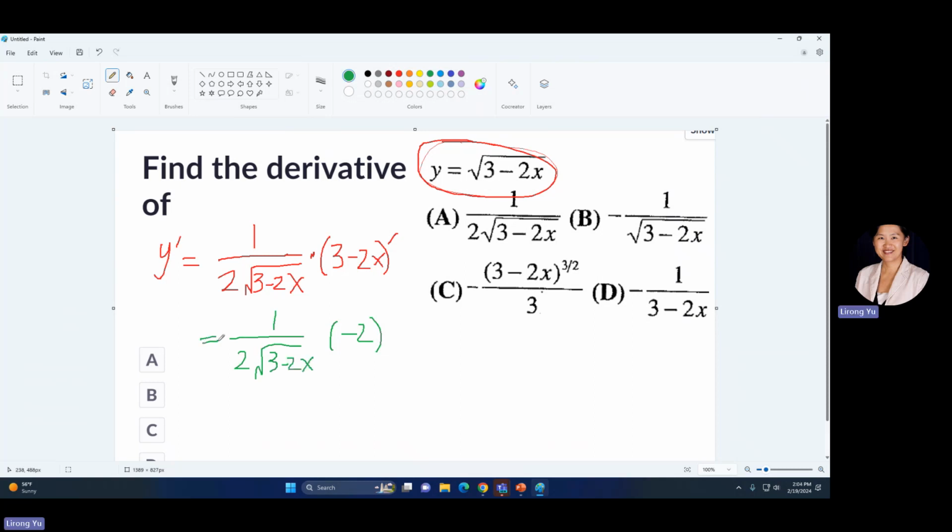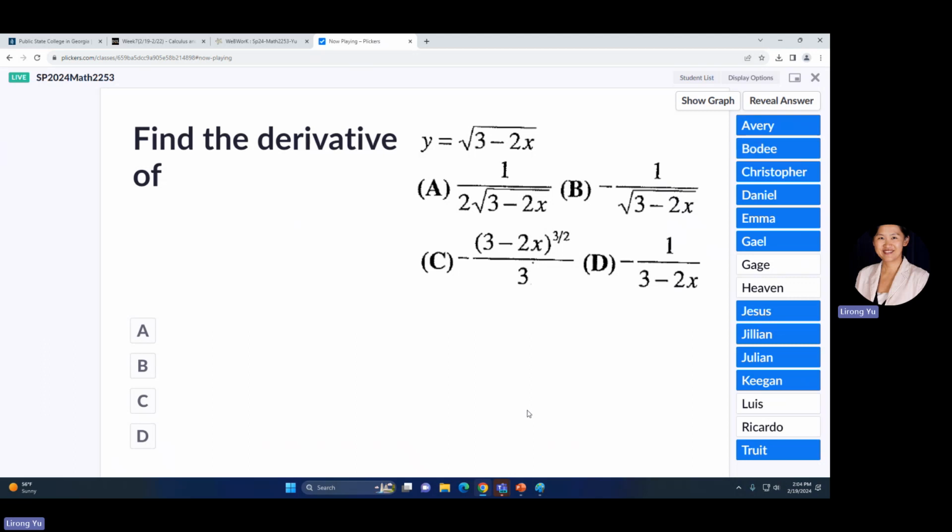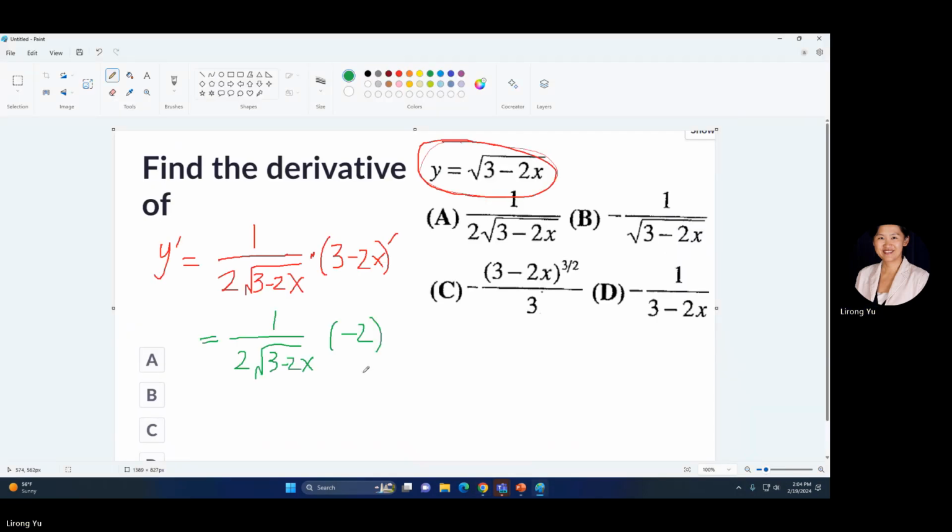Right, so the green is the correct answer. Make sure that you double check. If you think the answer is A, then you probably didn't factor in the inside. See, we multiply this with negative 2. If you multiply it, it is negative 2 times 1, so it's negative 2, and this is a 2. This is root of 3 minus 2x.